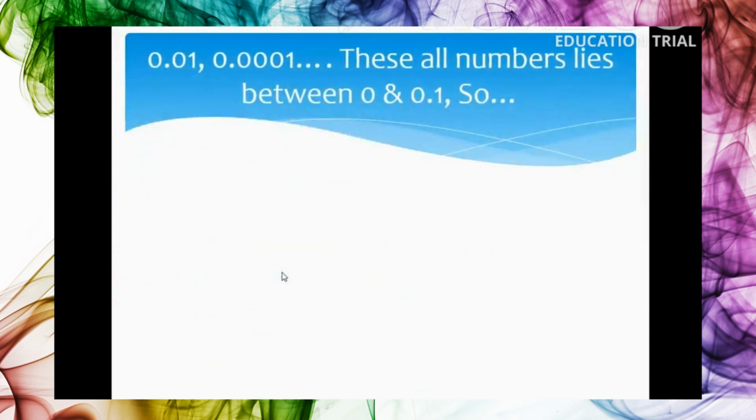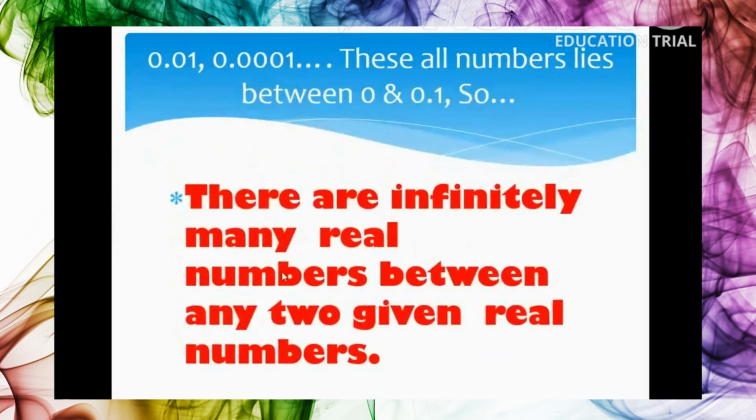From this discussion, we can see this happens between any two real numbers. We have seen 0.01, 0.001, 0.0001, etc. up to infinitely many numbers. All these numbers lie between these two very close values, that is 0 and 0.1. All these values we have seen, infinitely many values lie between these two closest points, 0 and 0.1. So from here we can conclude that this will happen between any two real numbers. So we arrive at the result: there are infinitely many real numbers between any two given real numbers. This will happen, and this is true for rational numbers also.